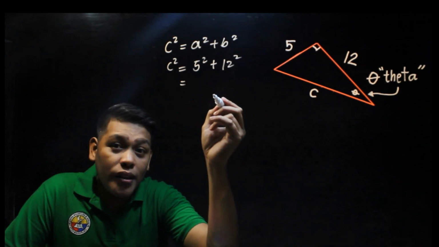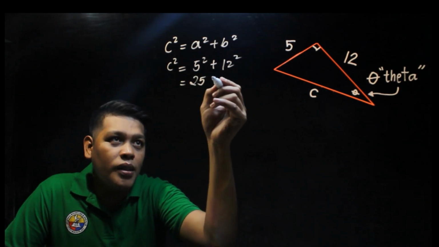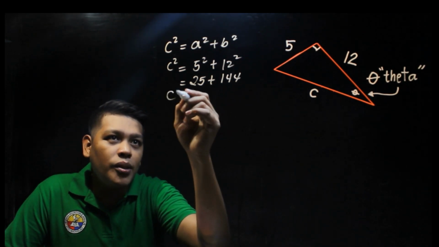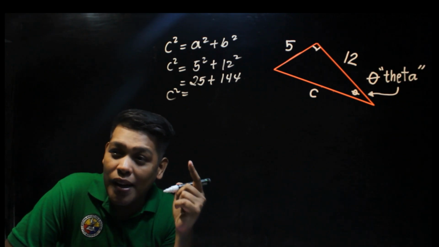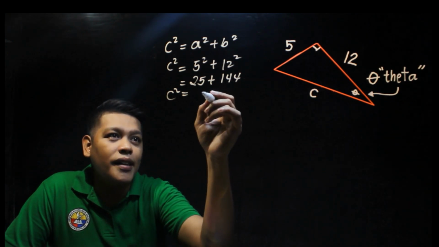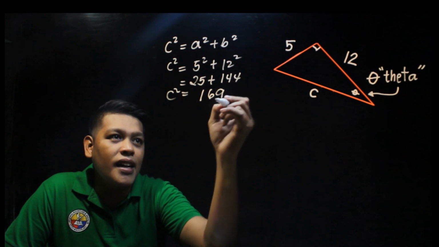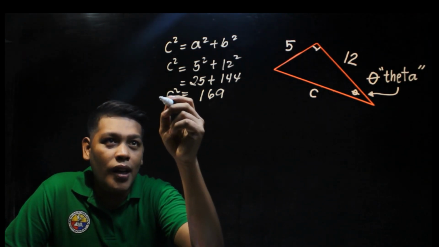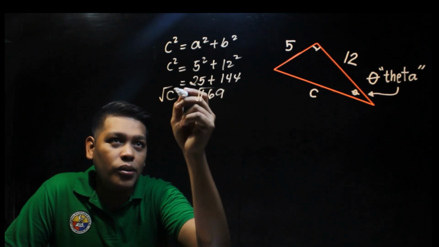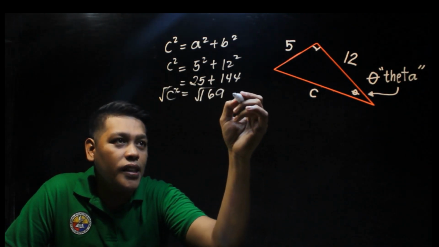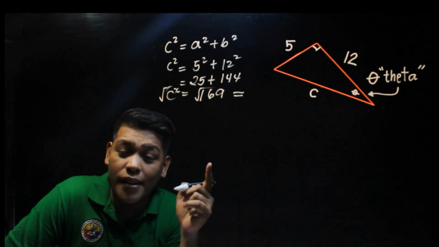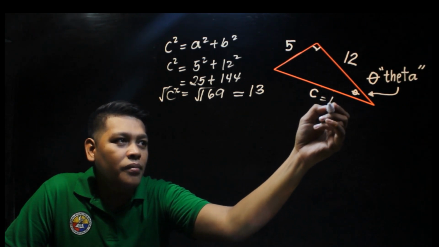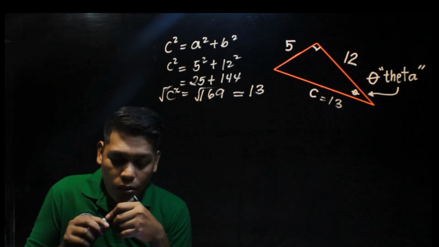So, what is 5 squared? That is 25 plus 12 squared is 144. So, c squared equals to 25 plus 144 is 169. So, to get rid of the exponent squared, we will have the square root. So, cancel yan. So, c will be square root of 169 is 13. So, now, we will have the c is equivalent to 13.